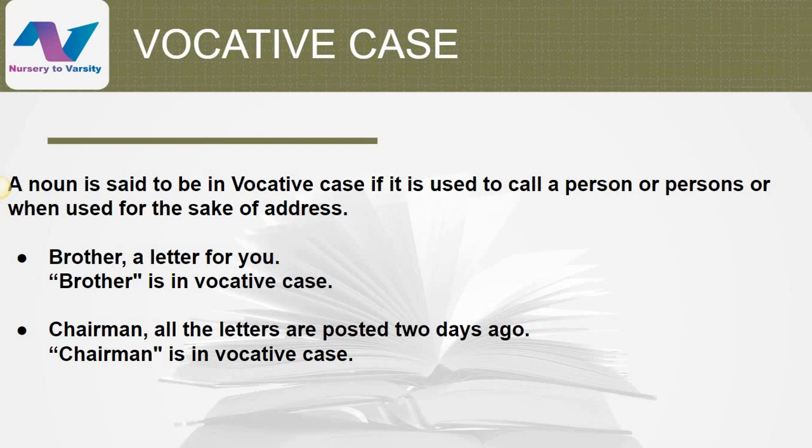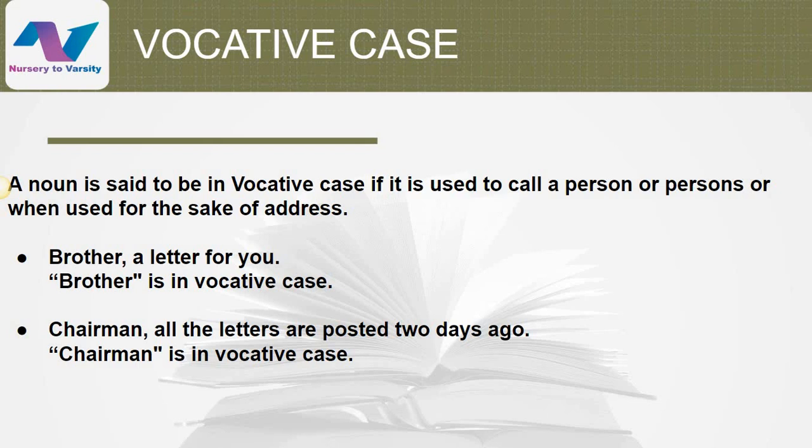Vocative case is used to call a person or persons, or when used for the sake of address. For example, brother, a letter for you. So here I'm using "brother", a word to address my brother or someone to whom I really want to speak. So that is the reason "brother" is in vocative case here. For the next one, chairman, all the letters are posted 2 days ago. Again, I'm using the word "chairman" to address someone, and that is the reason this is again in vocative case here.